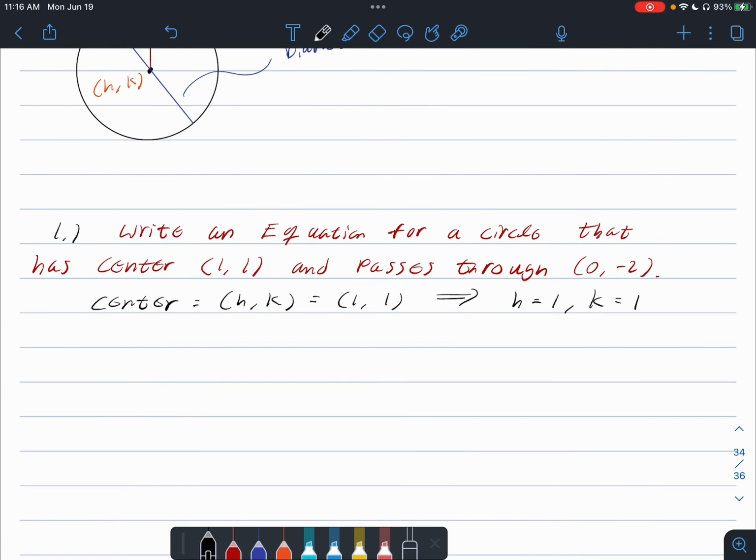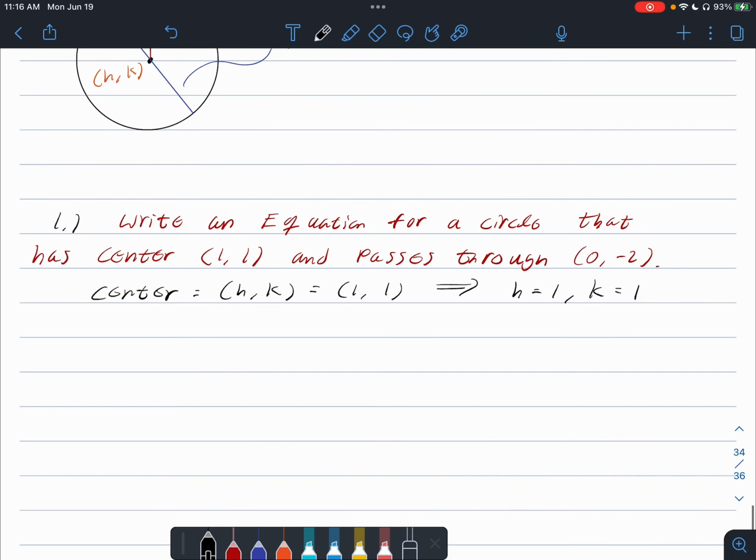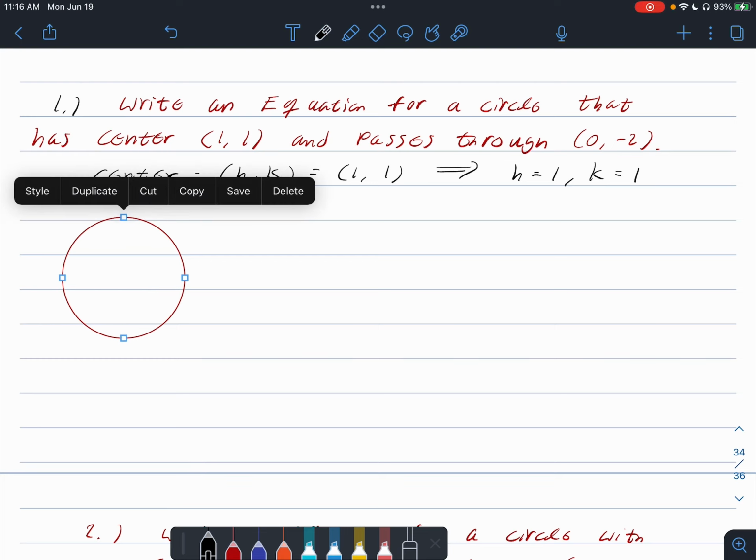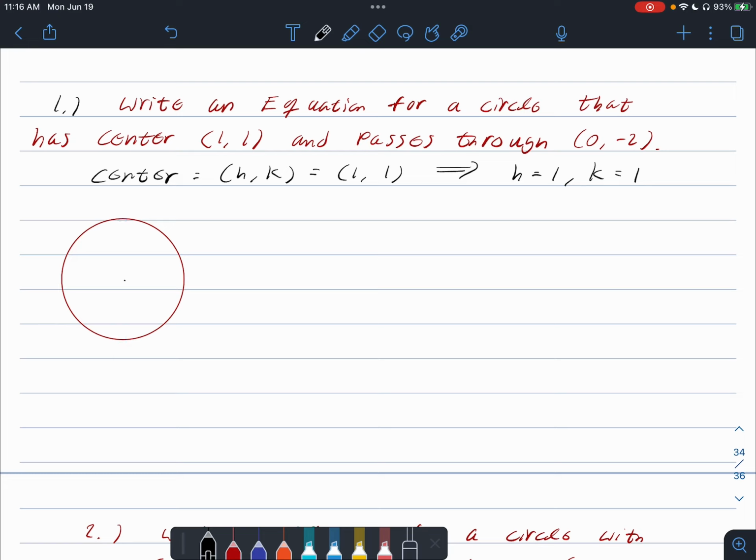So here, we know that the circle passes through the point (0, -2). So let's draw this out. All right, we have this is our circle. Okay, this is our center. All right, and then we have the point (0, -2) here. And we want to find the radius.